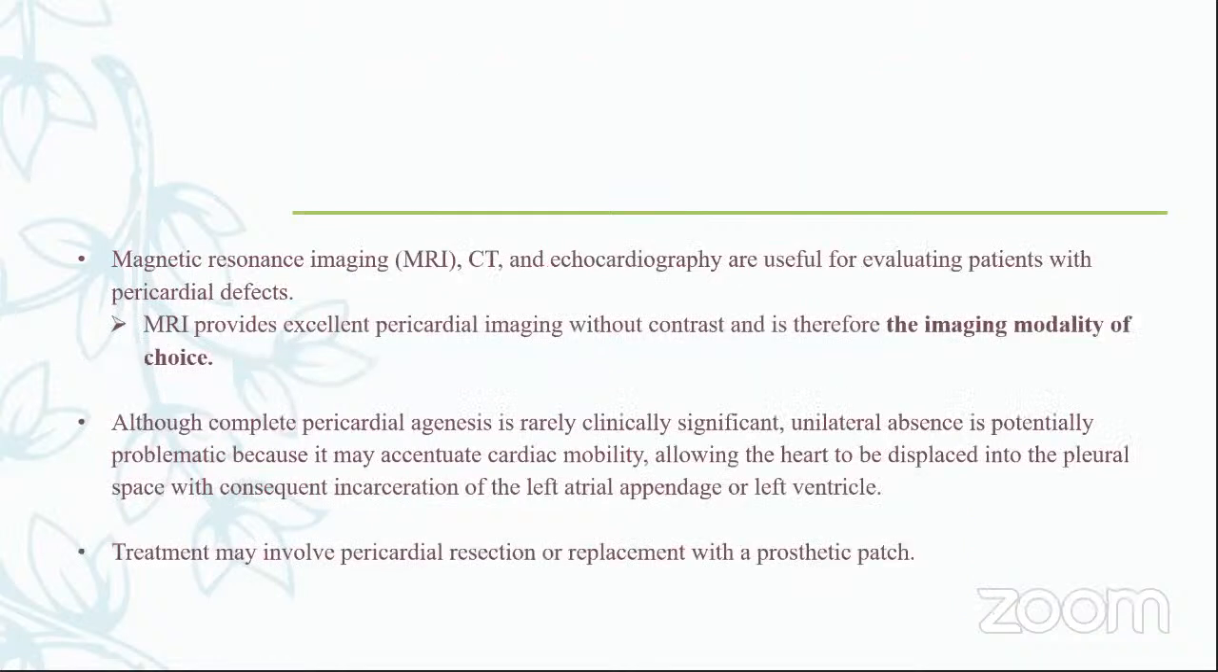MRI is the imaging modality of choice here, but we can also use CT or echo. Although complete pericardial agenesis is rarely clinically significant, unilateral absence is potentially problematic because this may accentuate cardiac mobility. So the heart will be displaced into the pleural space with consequent incarceration of the left atrial appendage or the left ventricle. The treatments may involve pericardial resection or placement of a prosthetic patch over the defect.